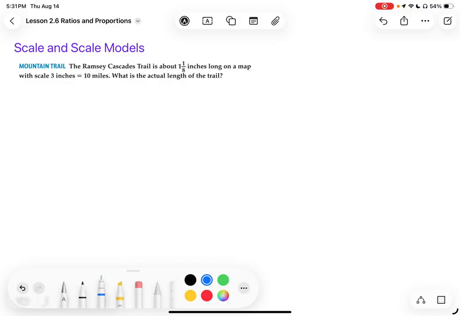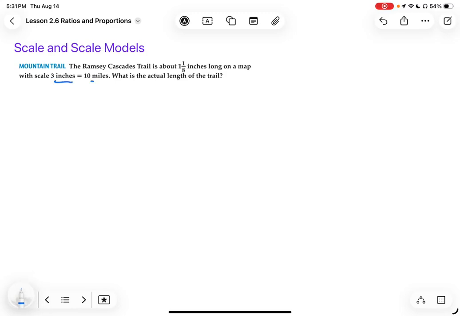So again, we're going to set up a proportion. The two things that we're measuring here are inches and miles, and so those are the two units we're going to have in our ratios. You can do inches over miles or miles over inches. It does not matter as long as it's the same for both ratios. So I'm going to write inches over miles just to remind myself that inches is going to go on the top and miles is going to go on the bottom.